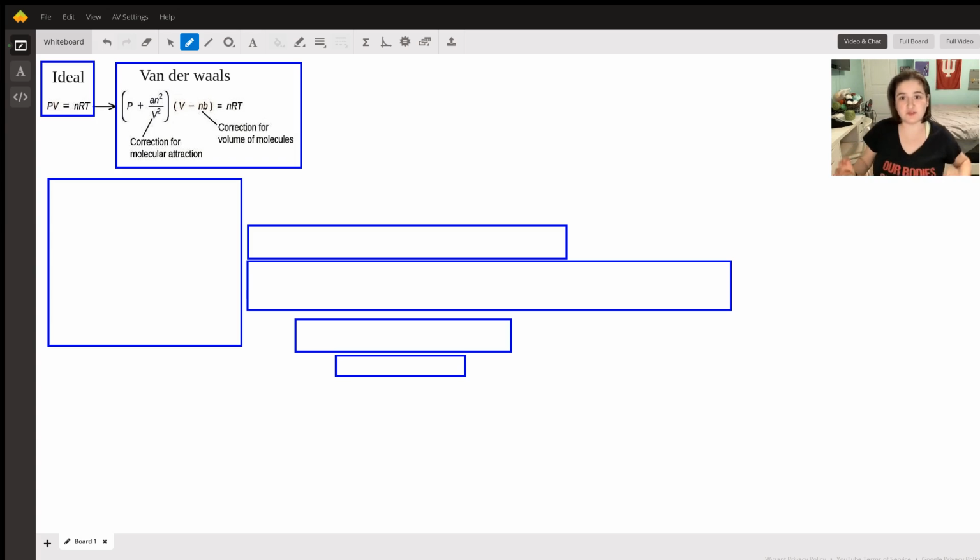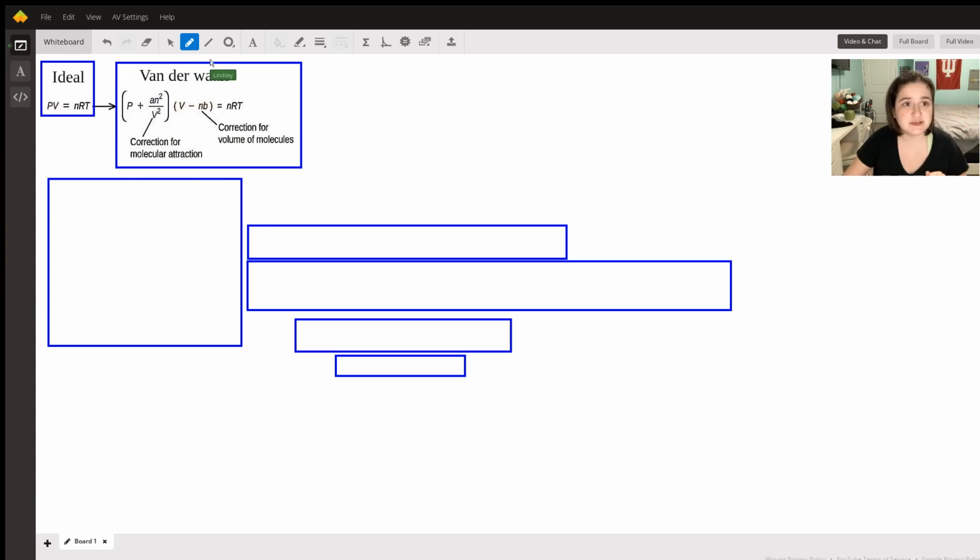So I wanted to go over the difference really quickly between ideal and van der Waals equations. The ideal gas law does not account for molecular attraction or the volume of molecules. So the van der Waals equation will account for that using this little section here, the a n squared over V squared for molecular attraction, and minus n b for the correction of volume of molecules, because molecules take up space and they are attracted and repelled by each other depending on positive and negative forces.